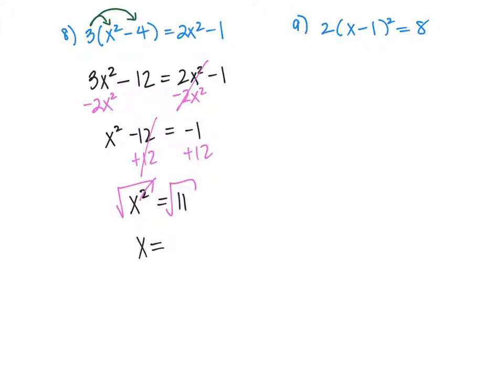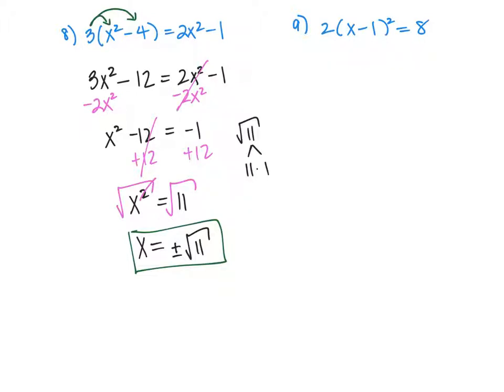11 is not a perfect square, and also 11 is a prime number. Nothing factors from 11. So in this case, I have to keep it under the root, and I need a plus or minus in front of it. All right, so that's it for number 8.